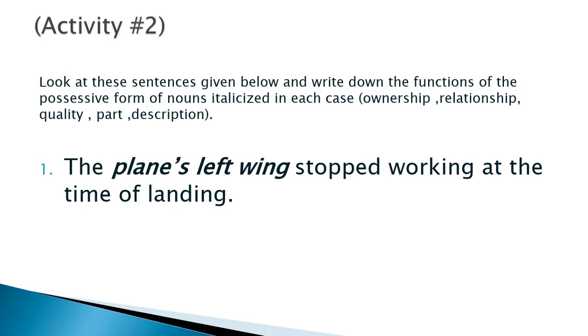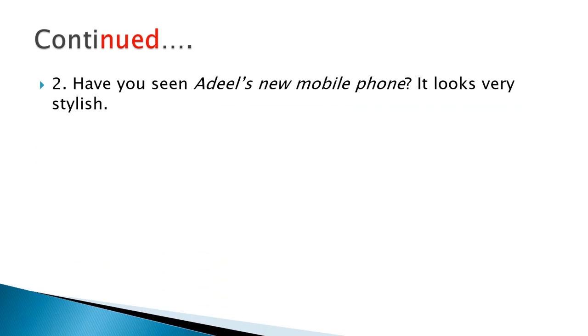Plane's left wing is in italics. So plane's left wing shows the relationship. Next sentence: have you seen Adeel's new mobile phone? It looks very stylish. Adeel's new mobile phone. This phrase is in italics, and here the possessive form shows the ownership.